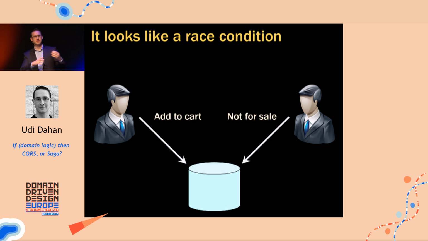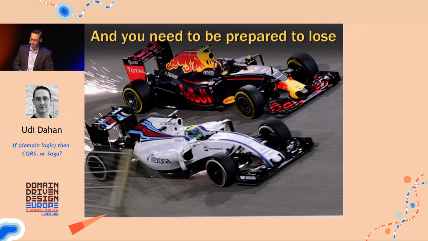And for those of you who've heard some of my talks or have been reading my blog, you know what my stance is on race conditions. In any race, you need to be prepared to lose. When I say you, I don't mean the person that's adding the item to the cart. I'm talking about that race condition on the other side of marking the item as not for sale. Right? Because our assumption was that when I'm going to add the item to the cart, the other user already came in and marked it as not for sale.